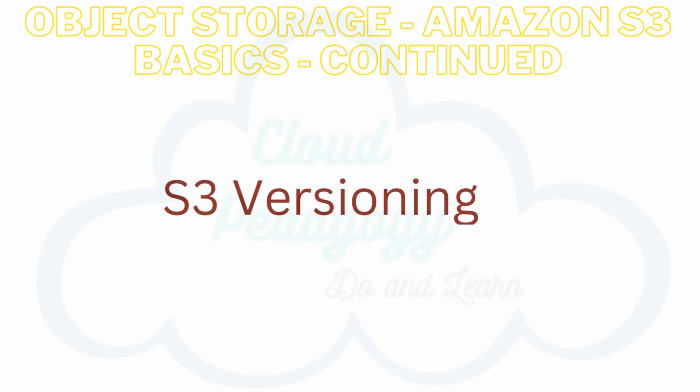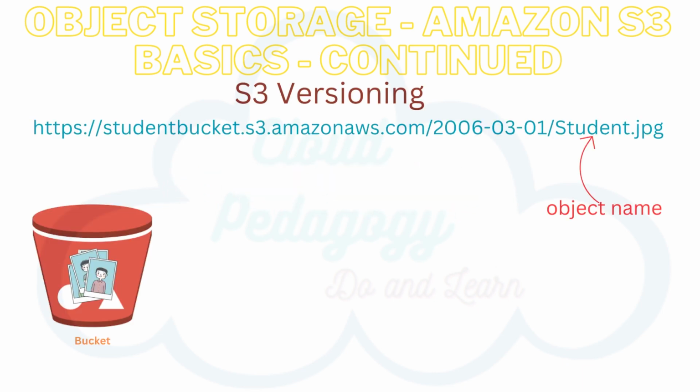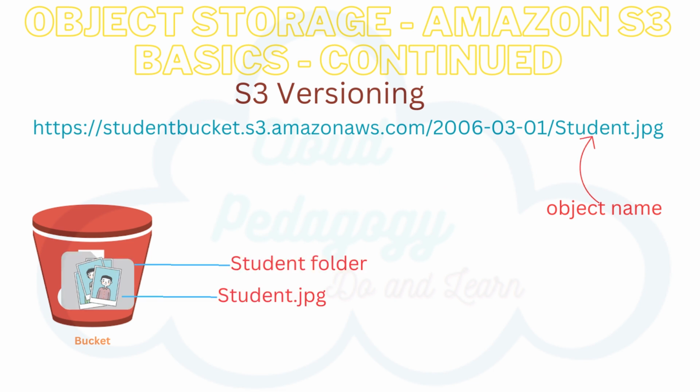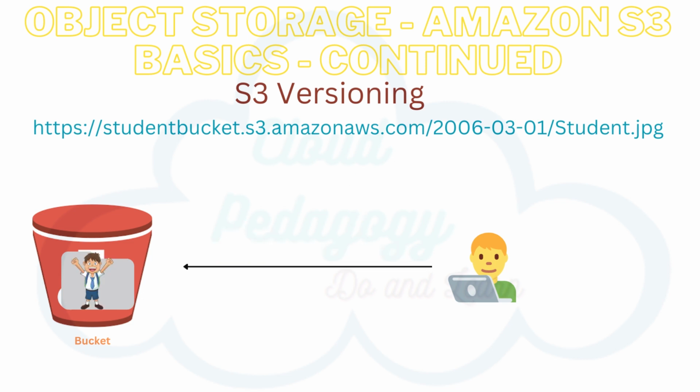Now we'll see how versioning happens to preserve objects. As you know, Amazon S3 identifies objects in part by using the object name. For example, when you upload a student photo to S3, you may name the object student.jpg and store it in a folder called students. If you don't use Amazon S3 versioning, anytime you upload an object called student.jpg to the students folder, it overwrites the original file.